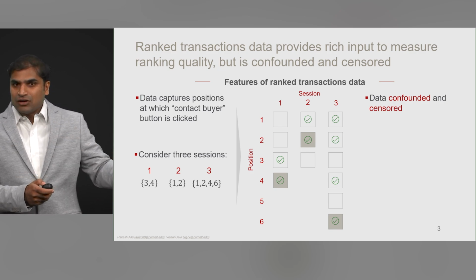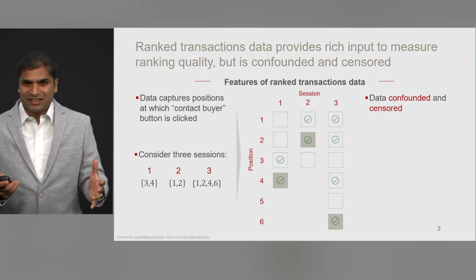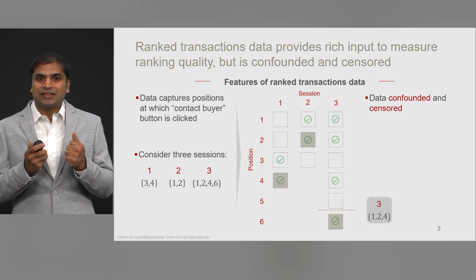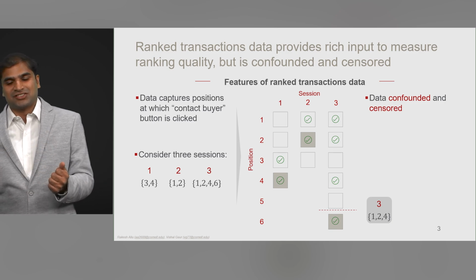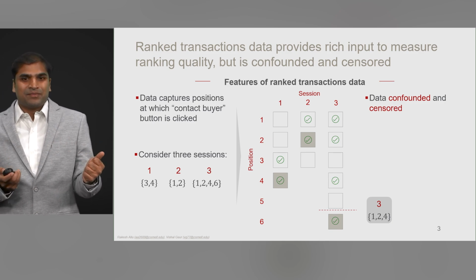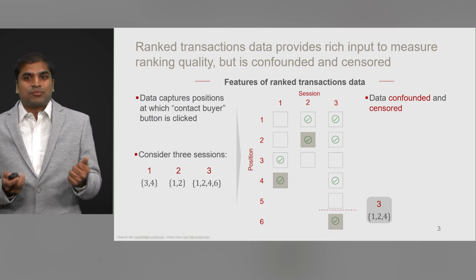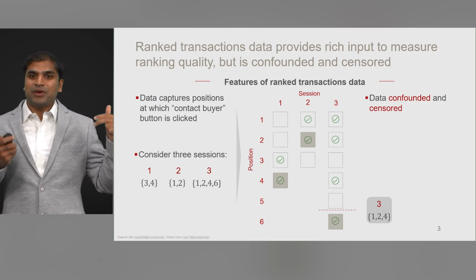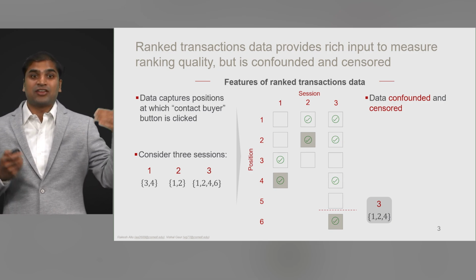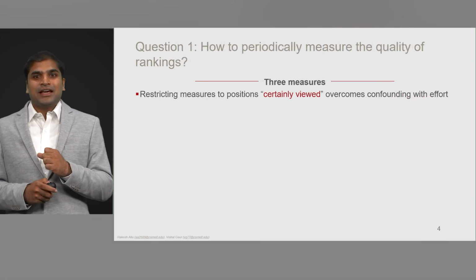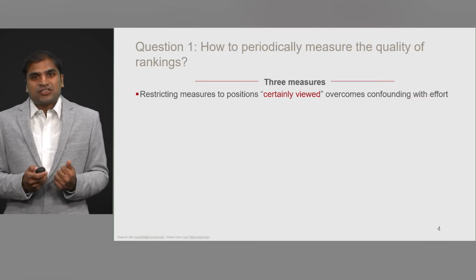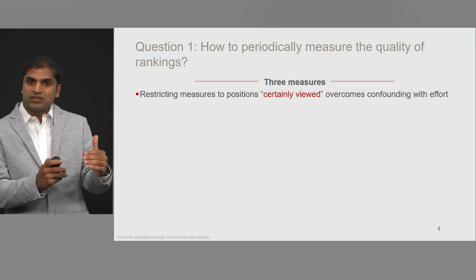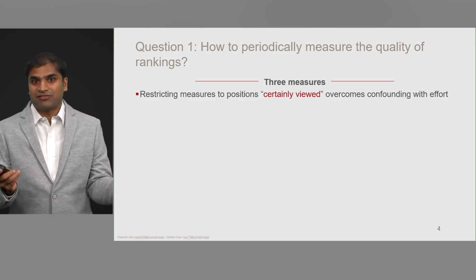I'll not get into confounding, but let's briefly look at censoring. Censoring happens because we do not see positions that are viewed after the last transaction. So consider session 3. If the seller had ended the session at position 5, the data would have been 1, 2, 4, and the information that position 5 was seen would have been missing. The way we overcome this problem in measuring ranking quality is to restrict the construction of our measures to the top 3 positions that are always visible to the seller without effort.